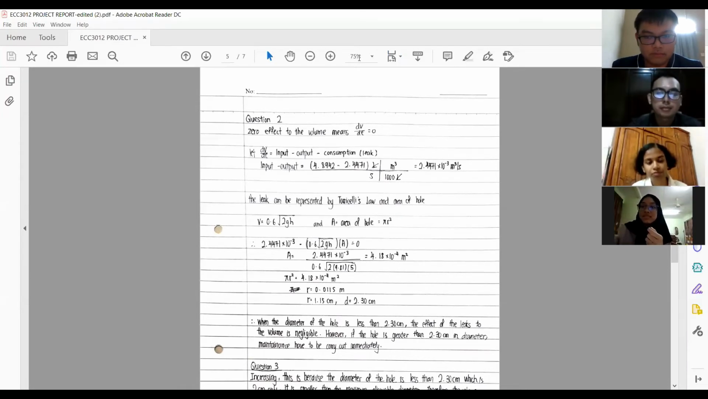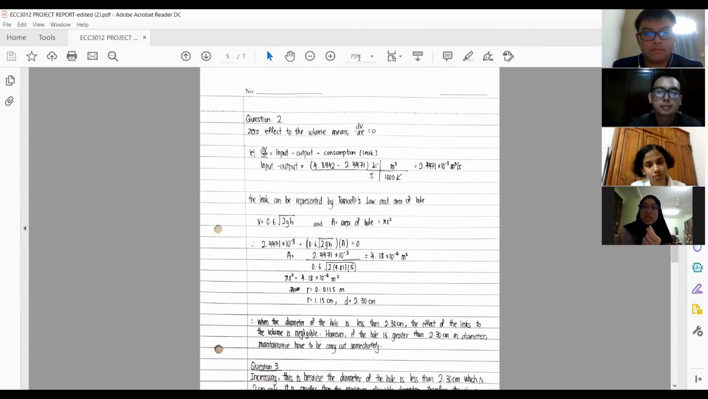Okay, so for question number 2, the question is: what is the maximum allowable diameter of the hole to have zero effect to the volume? So first, zero effect to the volume means dV/dt is equal to 0. So dV/dt is equal to input minus output minus the consumption. The consumption is the leak.